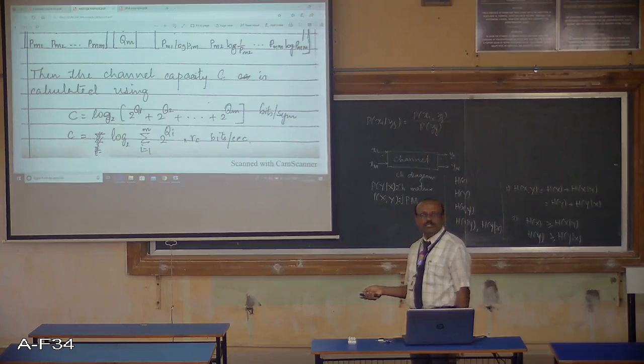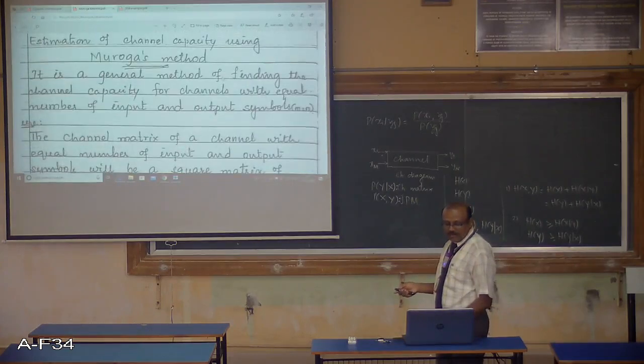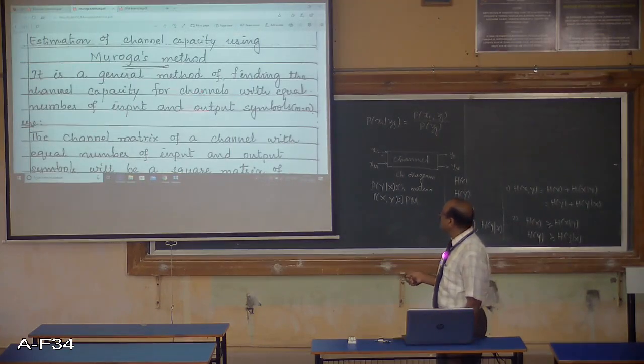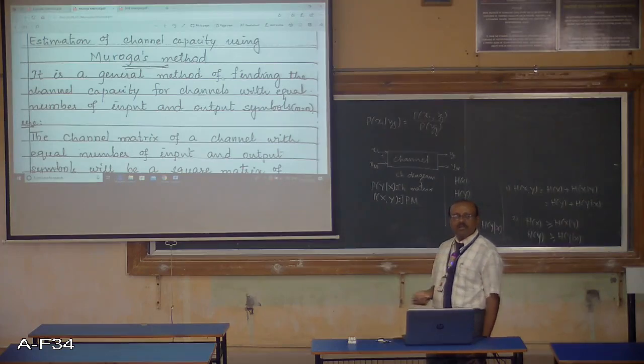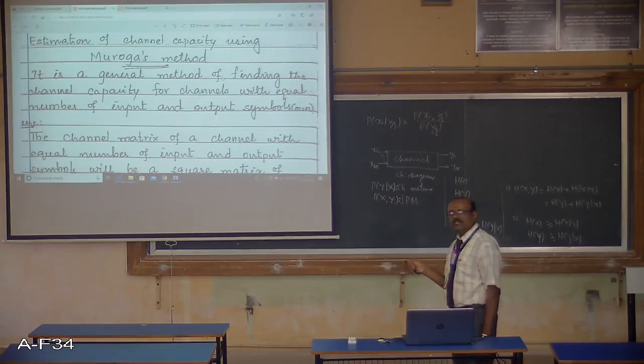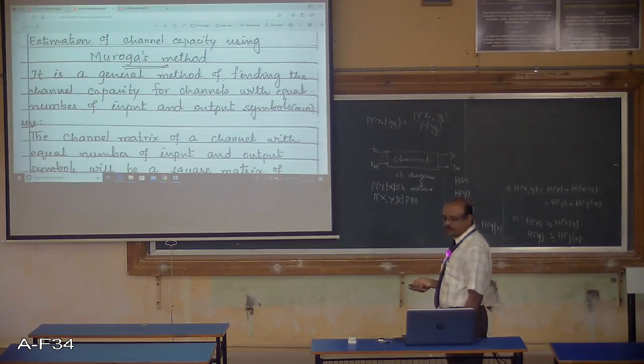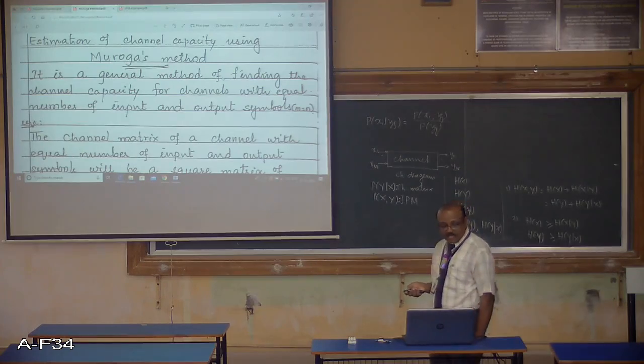No need of mutual information, nothing here. No need to calculate any entropy value. But this is the case when m and n are equal. When m and n are not equal, we can go for the regular method of calculation of mutual information and find the maximum value of that. That is the general approach to finding the channel capacity.